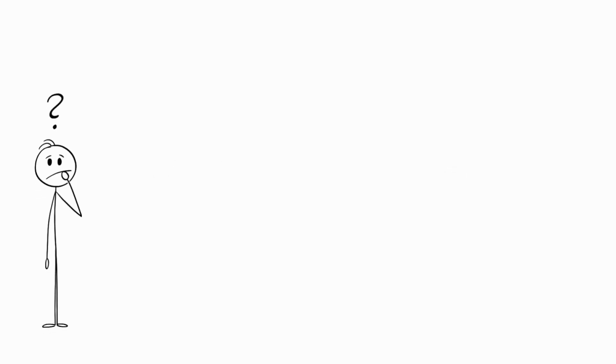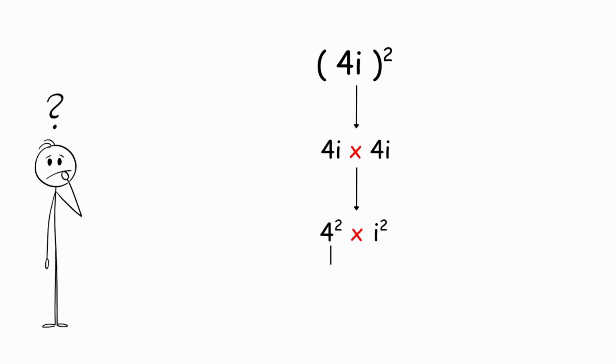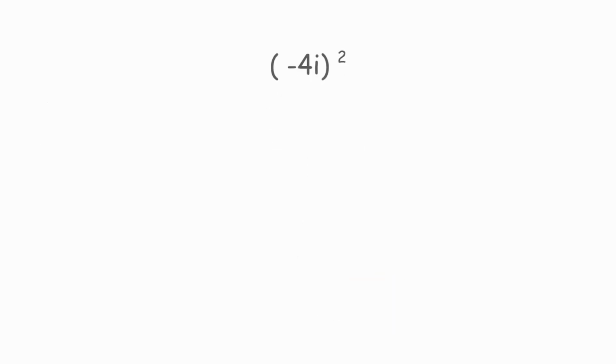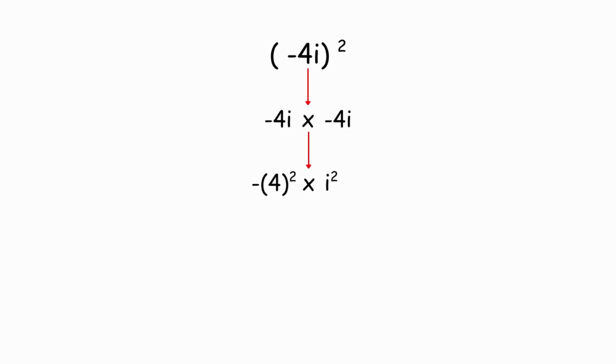We know that the square root of positive 16 is 4, so what happens if we take the square of 4i? That's 4i times 4i, which can be rearranged to 4 squared times i squared. Then, 4 squared equals 16, and we can define i squared to be equal to negative 1. So this is 16 times negative 1, which is negative 16. But that's not where it ends. We can also take the square of negative 4i, giving us negative 4i times negative 4i, which is negative 4 squared times i squared. Negative 4 times itself is positive 16, and i squared is still negative 1, so we get negative 16 again.